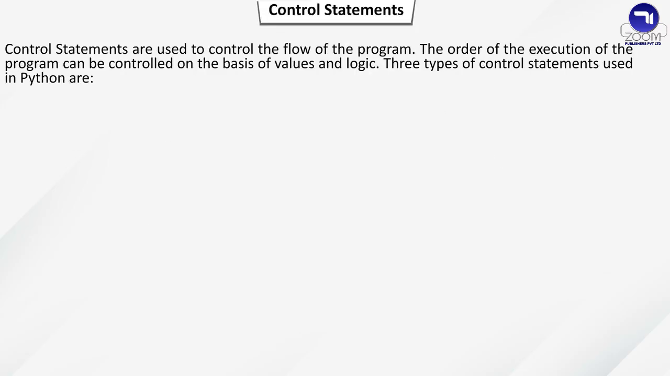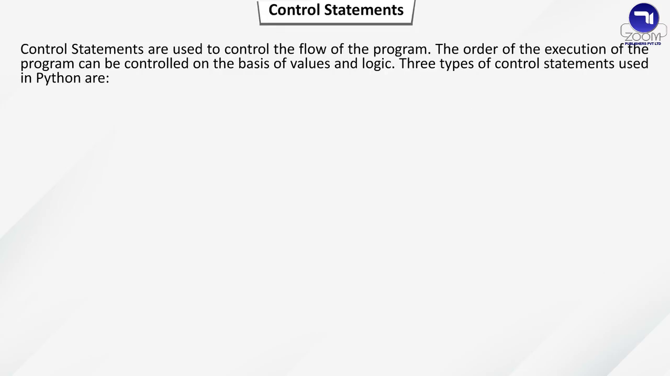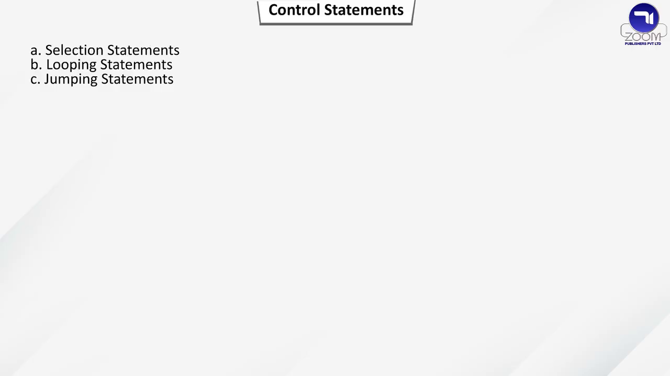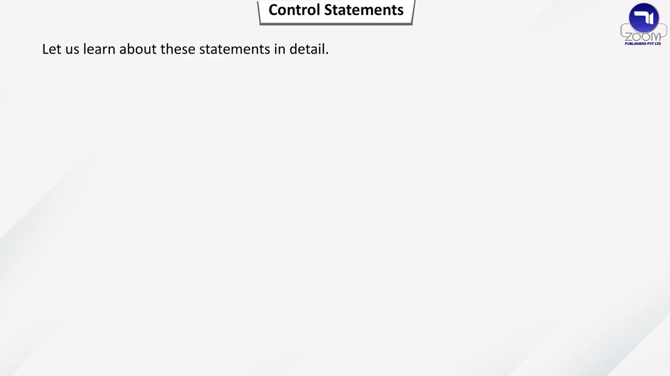Control statements. Control statements are used to control the flow of the program. The order of the execution of the program can be controlled on the basis of values and logic. Three types of control statements used in Python are selection statements, looping statements, and jumping statements. Let us learn about these statements in detail.